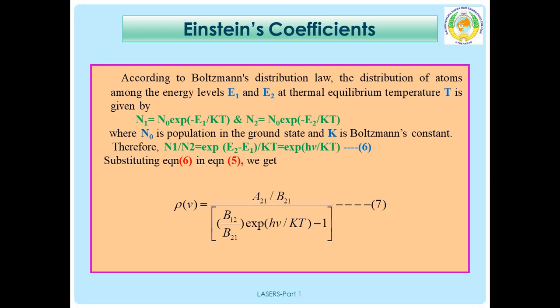And in equation 5 we have what? Rho nu is equal to A21 by B21 whole divided by B12 N1 by B21 N2 minus 1. So substituting equation 6 in equation 5 for N1 by N2, we have rho nu is equal to A21 by B21 whole divided by B12 by B21 e to the power h nu by kT minus 1. Okay, let us say this as equation 7.